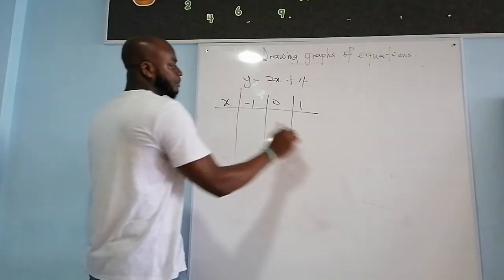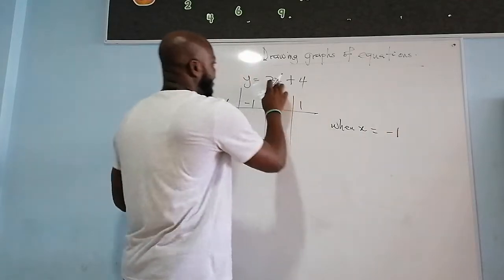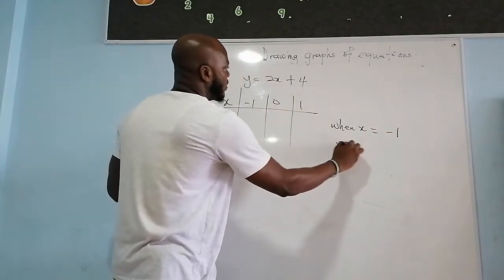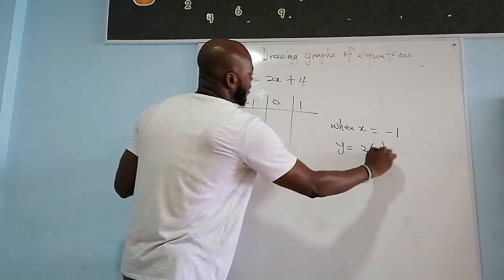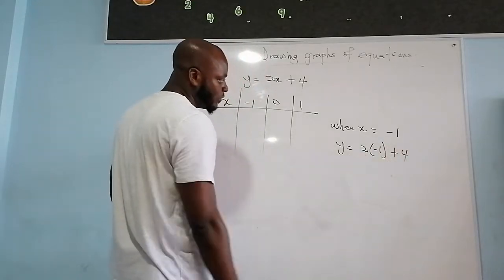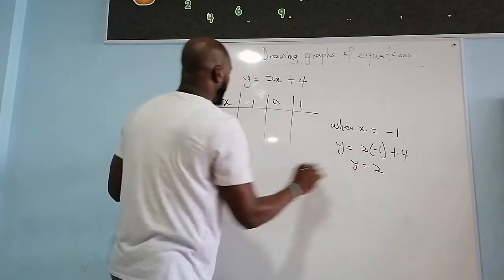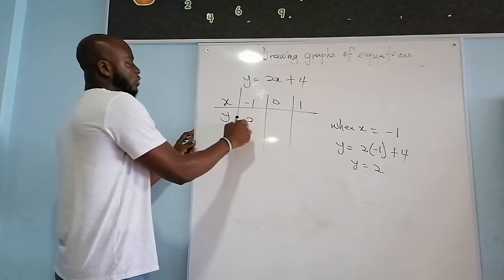So when my x is equal to -1, I just substitute it here. So y will be equal to 2 times -1 plus 4. -1 times 2 will give you -2. -2 plus 4 should give me 2. So a corresponding y value here will be 2.